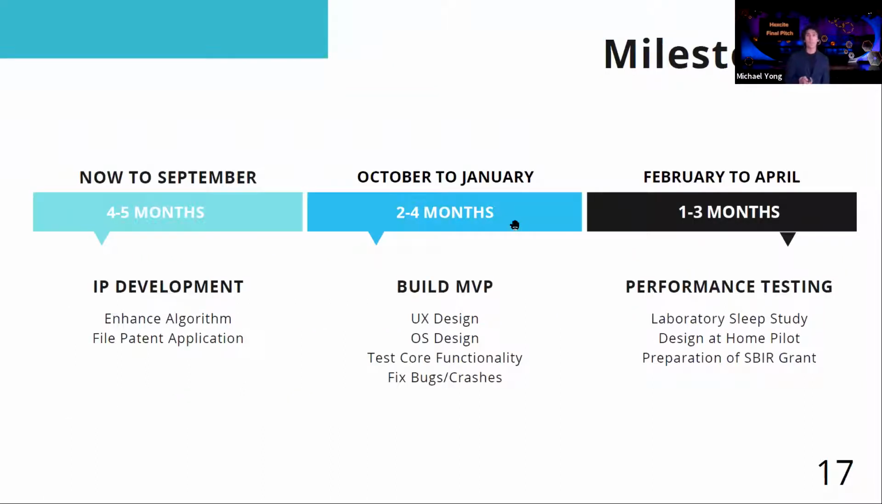So going forward, this is our plan for the next year. From now to September, we're going to continue working on our IP development by enhancing our algorithm and filing our patent application. And then in the fall, we'll build our engineering team to help build out our minimally viable product while also developing our UX and UI designs. And then finally, next year in 2021, we'll be conducting performance testing in the form of laboratory sleep studies and home pilots. And at this point, we'll continue to iterate on our product and prepare to apply for an SBIR.